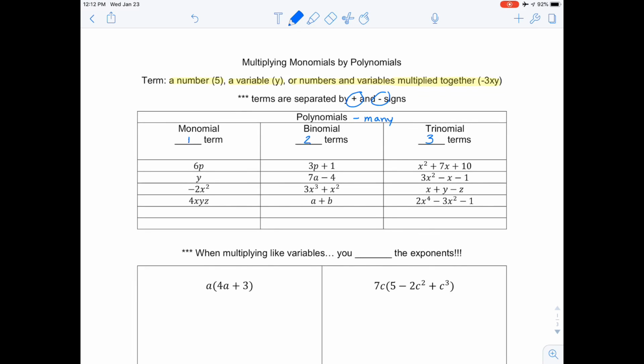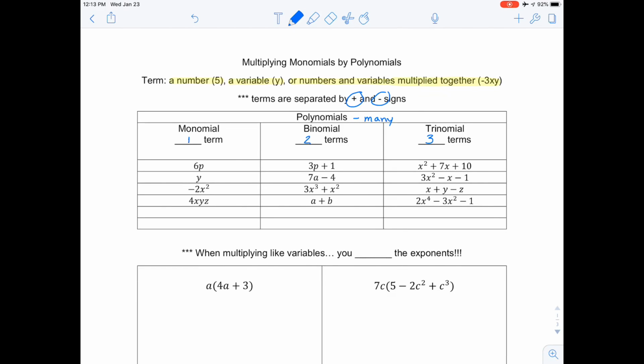So a monomial, we said, has one term. So the first example here, 6p. There's no plus or minus sign separating it, so it's just 6p. Another example is just y, or -2x squared. That's a number and a variable multiplied together. 4xyz. And then I want you to write in 2 additional monomials. So just make up any monomials you want to. It just has one term. And write it in those 2 boxes.